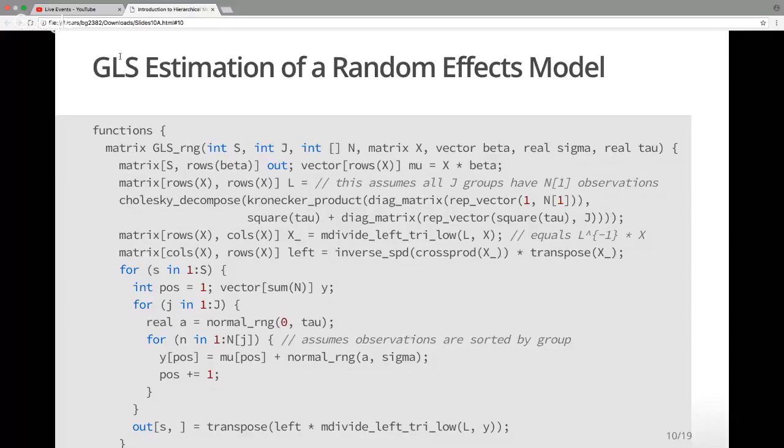Stephanie. What was vector sum and y doing? I missed that. Right. So y is the outcome vector. Sum of n, since n is an integer array that indicates the number of observations within each group. So sum of n is the total number of observations across all j groups. And so if I have like 100 people from each of the 50 states, then the sum of n would be 5,000.